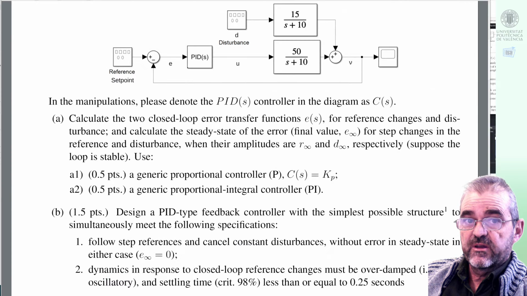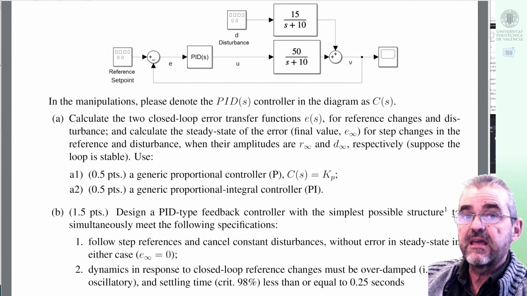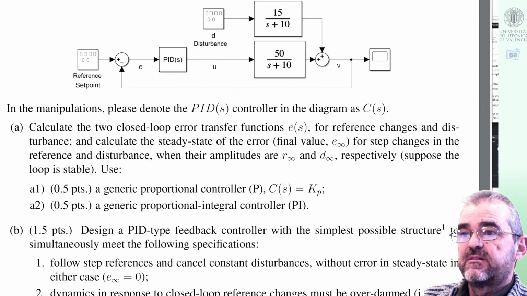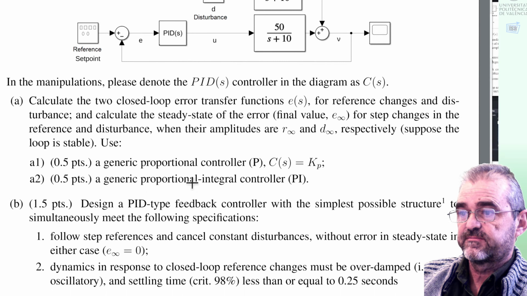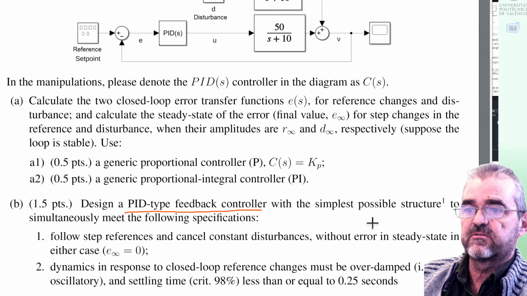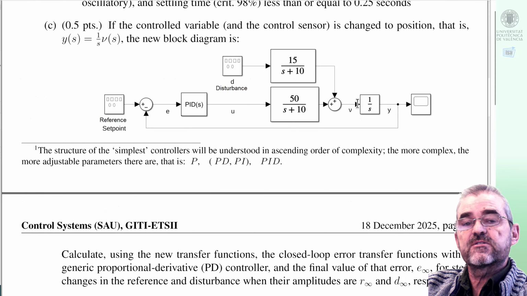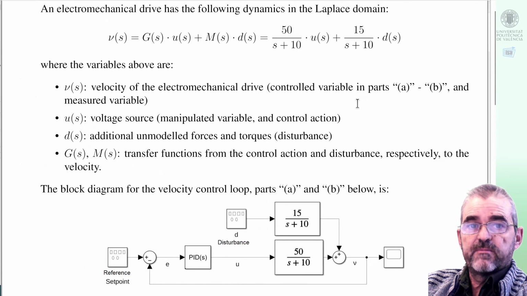In this video, we are going to solve the A sub-question, let's say, the closed-loop transfer functions and the steady-state error values. And then in a continuation video, we will solve the second half, designing a feedback PID type controller with the simplest possible structure to get some specifications. So let us concentrate on the first problem.